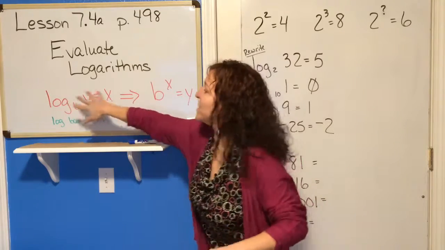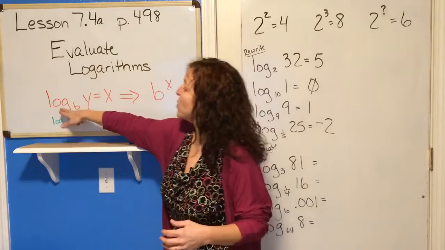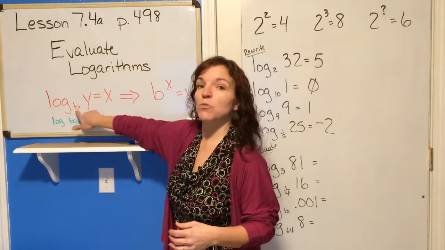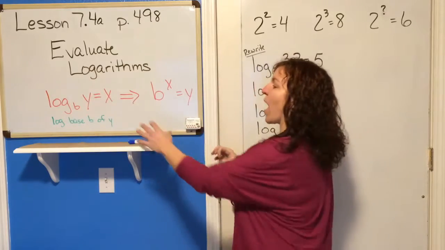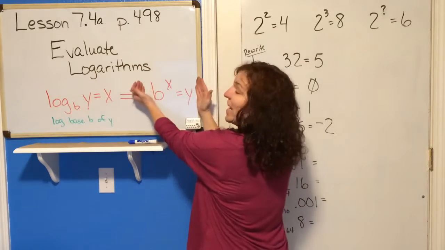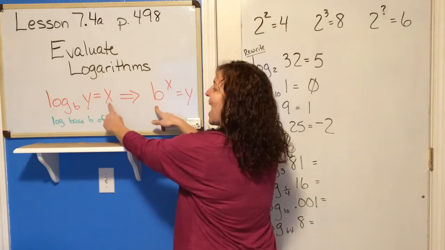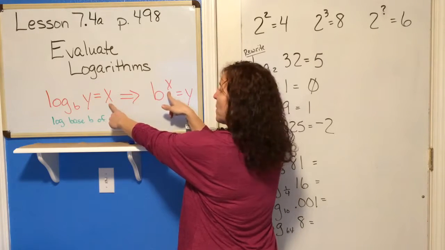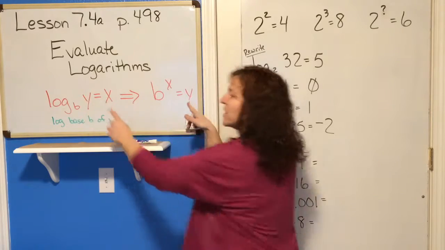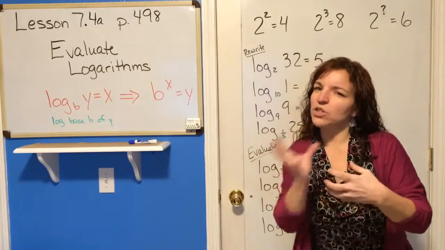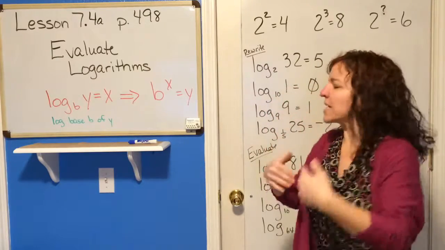So the parts and pieces in a log are like this. If you read it correctly, it'll help you to remember. Log base b is your base. So you can take this log base b of y and turn it into an exponent. b is your base, and x is the exponent, and b to the x is y. You're going to need to write that down and look at all the pieces and see where they come from until it clicks, until it makes sense, okay?